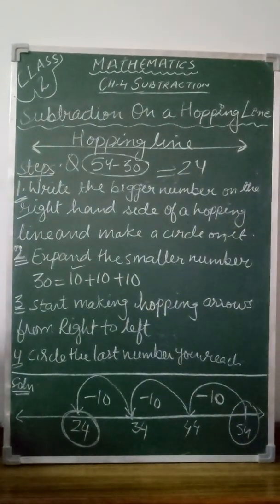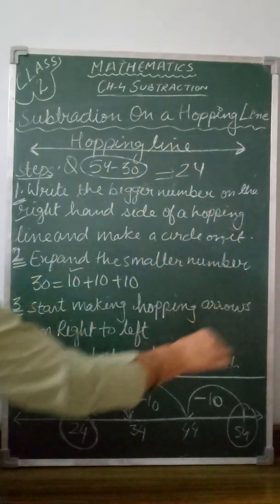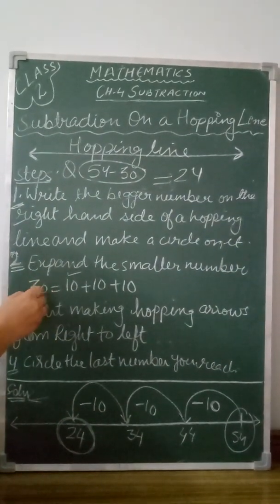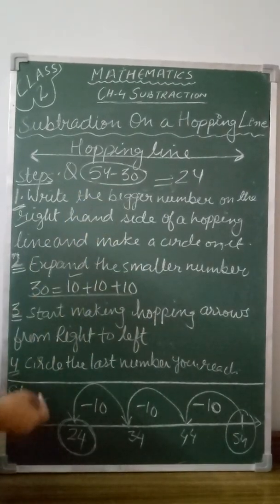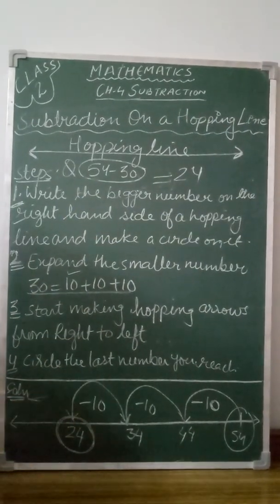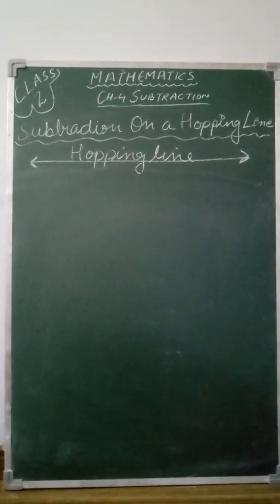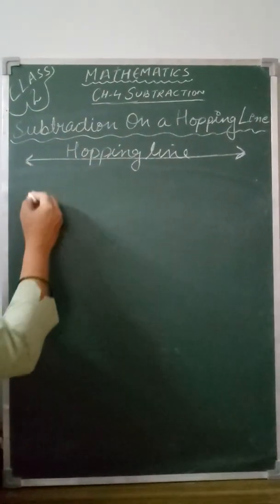Right, student? So these are the steps. You have these steps only for your explanation. You have to do only this much. Expansion is required. You can write this one. The question is there. Expand the numbers and do the question here. Right, student? Okay, student, now I want to take one more example to explain this hopping line.